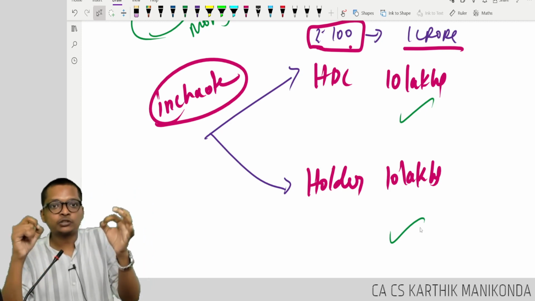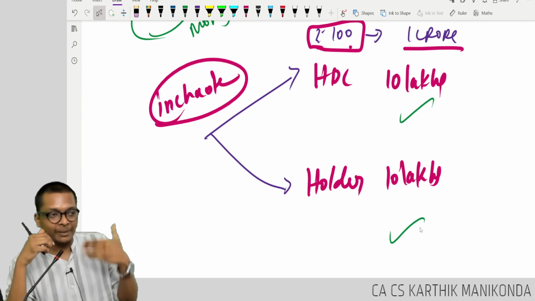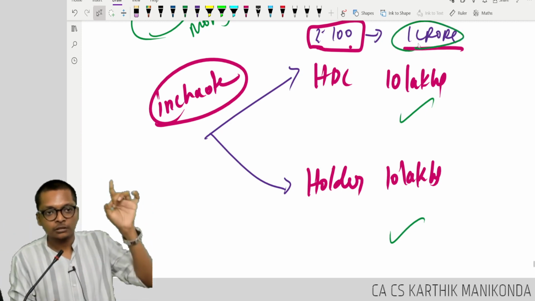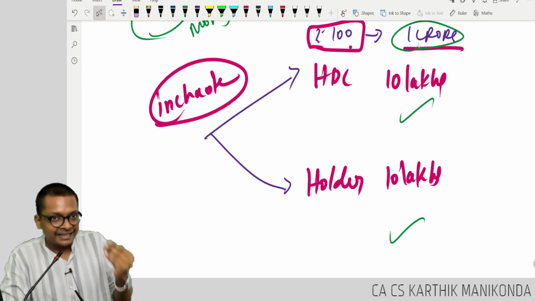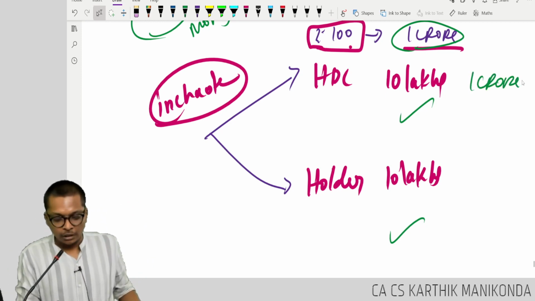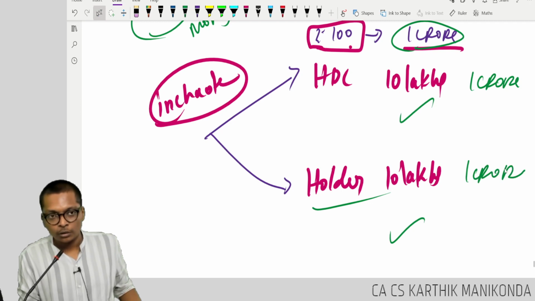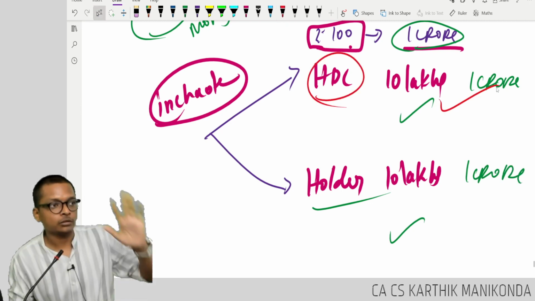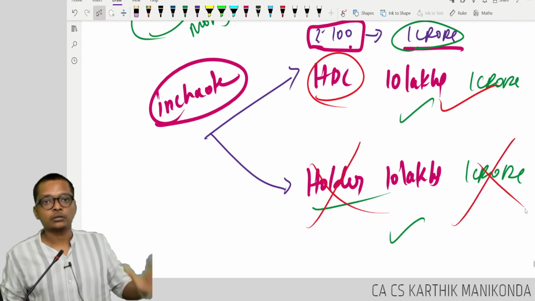Now I gave you the instrument, blank check or blank promissory note. I asked you to fill. Limit is how much? 1 crore. What I told was 10 lakhs. HDC wrote 1 crore. Holder also wrote 1 crore. Who will get 1 crore? HDC will get the 1 crore. Holder will not get the 1 crore.